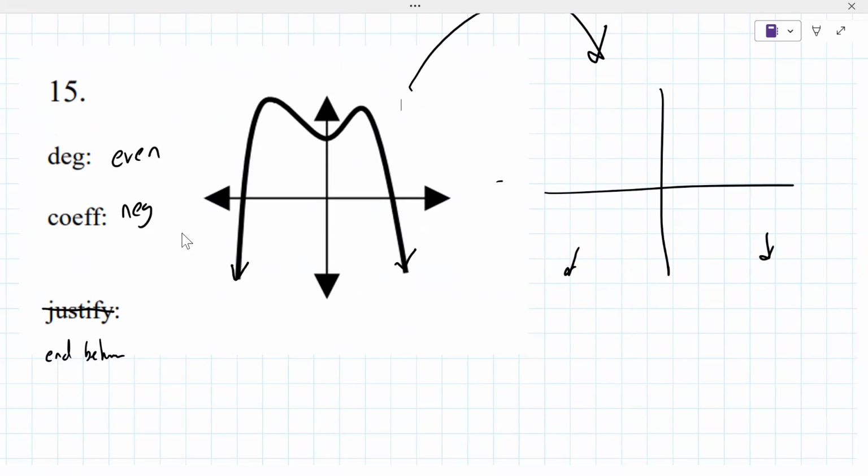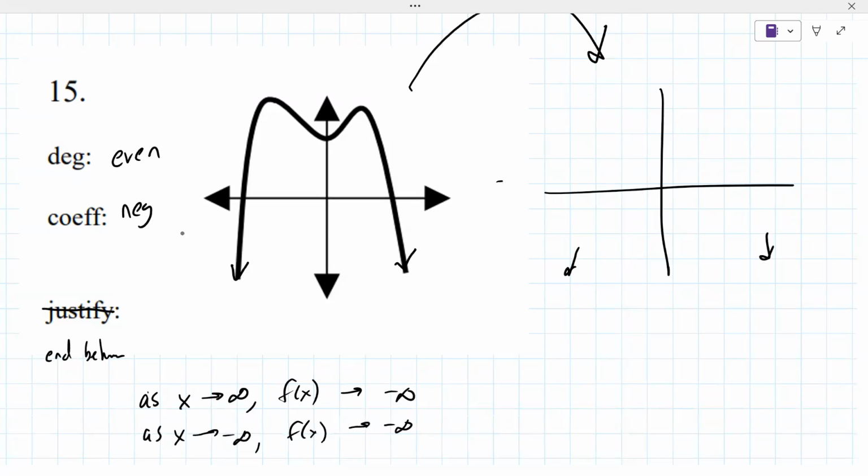As x approaches infinity, f of x approaches negative infinity. And as x approaches negative infinity, f of x approaches negative infinity. Very good. So is it clear now what I'm asking for? Yeah. Okay, let's try another.